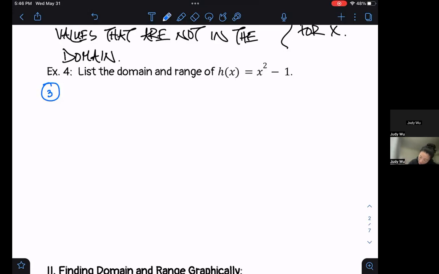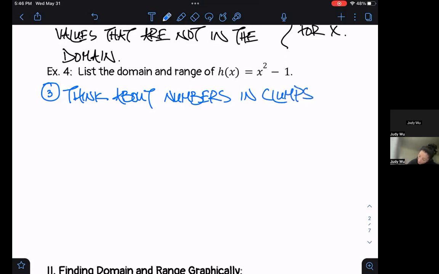So think about numbers in clumps, okay? And here's what I mean by in clumps. I don't want us to sit and think about every single number that possibly we could plug in. That seems, again, like that brute force method. Too much time, too much effort, not enough payback.